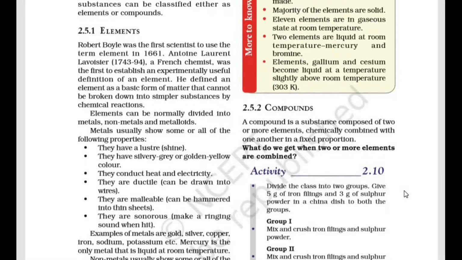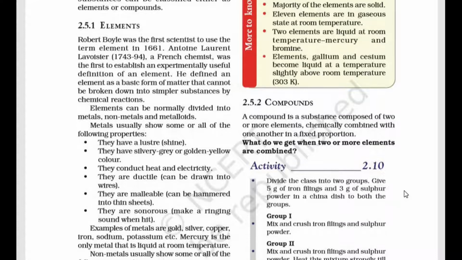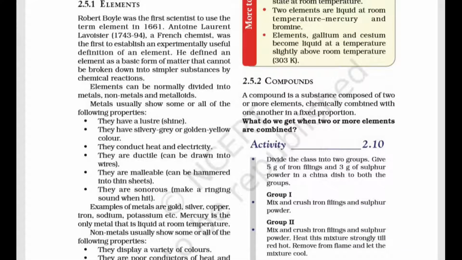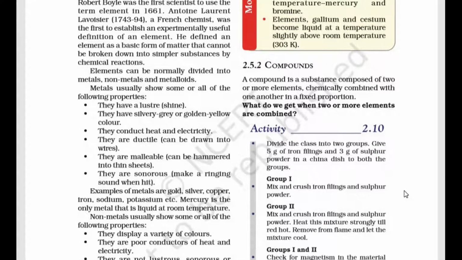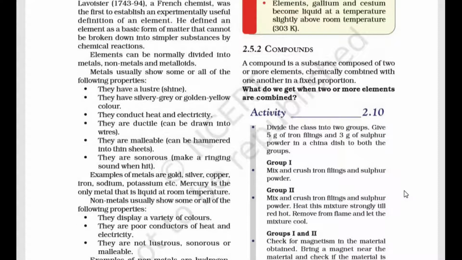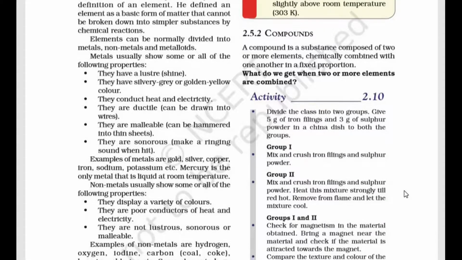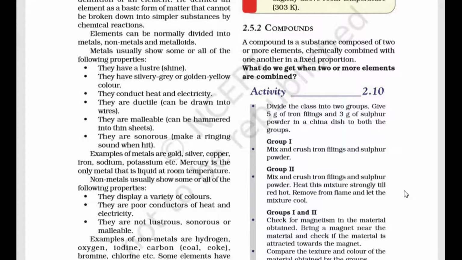Now we know elements can normally be classified into three types: metals, non-metals, and metalloids. Metals have several properties, such as they have a good shine, a good color, and they can conduct heat and electricity. They are ductile, which means they can be drawn into wires, which we generally use to conduct electricity in our homes. They are also malleable, which means they can be hammered into thin sheets, right? And the last one is that they make a ringing sound when hit by any material.